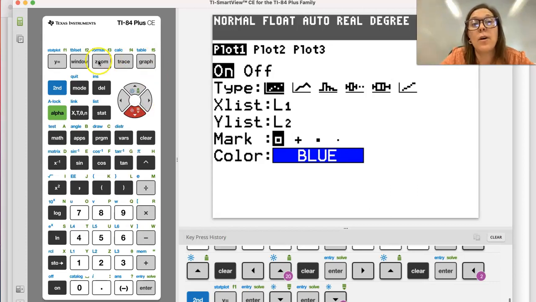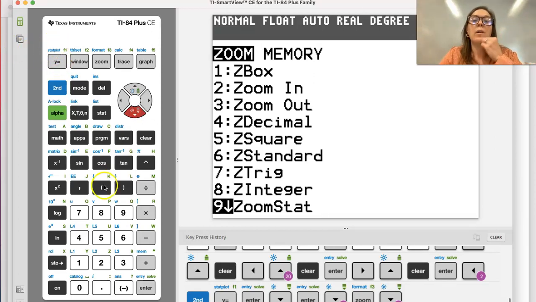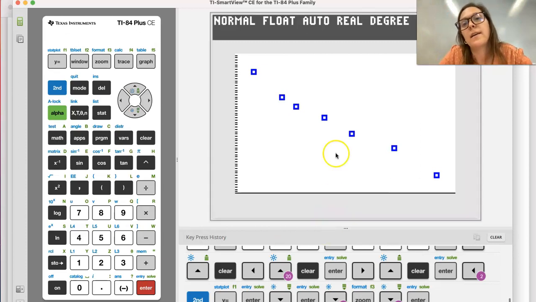And then what I'm going to want to do is go to Zoom. If you go down to number 9, it's ZoomStat. The reason we want that is because we're creating a stat plot, a statistical plot of data, and the calculator will then move your window to fit whatever we're trying to look at. So there is my graph. Not quite straight. There definitely is some curvature there, some little bit crazy curvature.